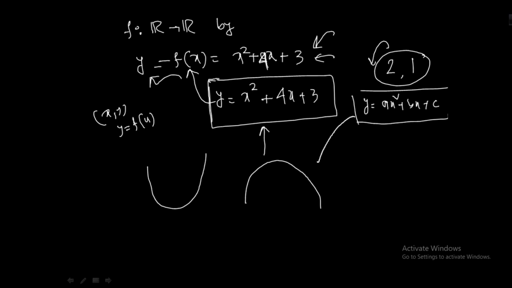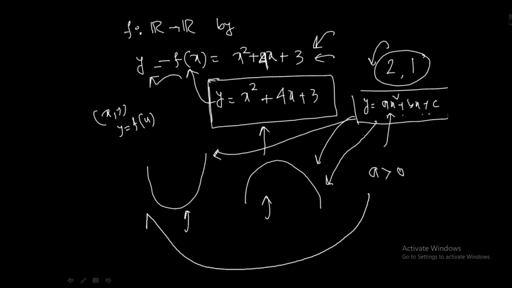If the equation is y is equal to ax square plus bx plus c, then there are two possibilities. Either the graph of this parabola will look like this, or like this. Now, which graph is to be taken? That is entirely dependent on the value of a. If a is positive, then it will be vertically upwards. If a is negative, then this will be vertically downwards. Is that clear?